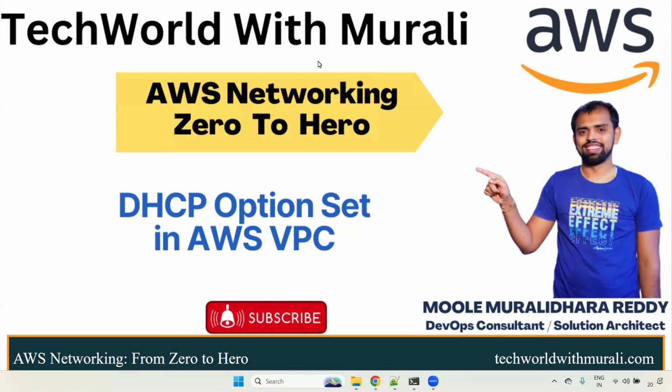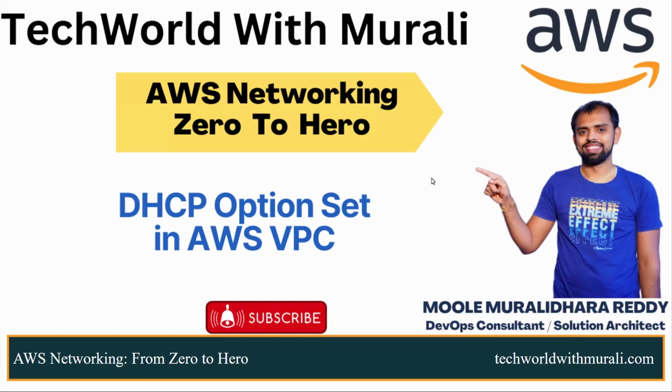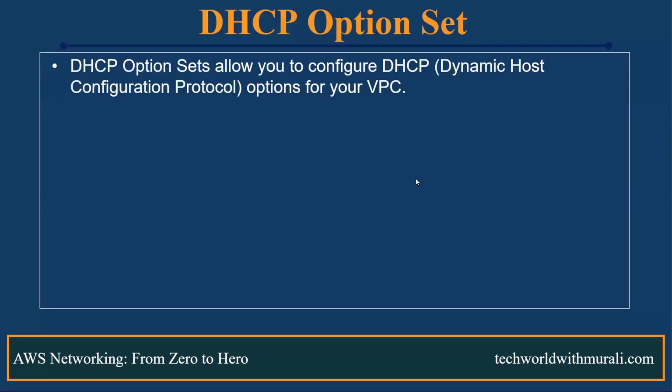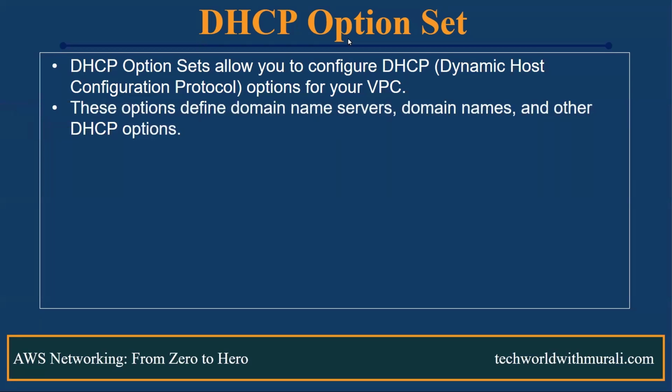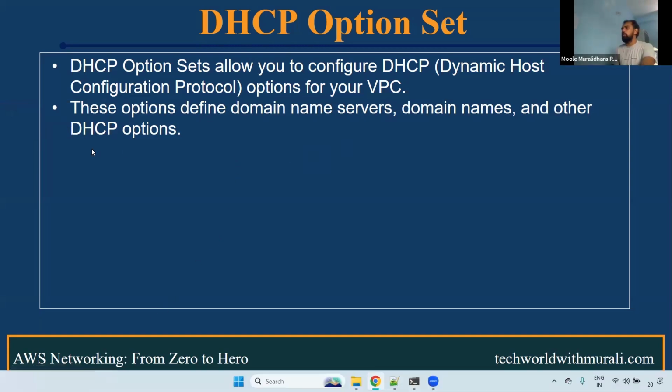Now we are going to discuss what a DHCP option set is in AWS VPC. Okay, DHCP is nothing but Dynamic Host Configuration Protocol. Okay, in this particular DHCP, we can define our DNS servers, either a customized one or we can use the default Amazon-provided DNS server. Remember, guys, in this particular DHCP option set, it defines domain name servers and domain name, and other DHCP options will also be configured there.